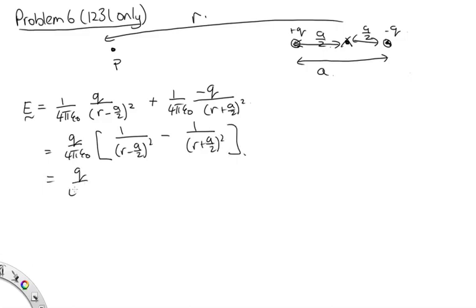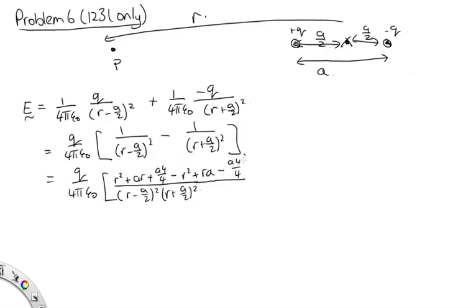Okay, so this is q over 4 pi epsilon naught. Let's give it a common denominator, r minus a over 2 squared, r plus a over 2 squared. Okay, so this term goes up here, so let's expand these brackets when we move it up. We've got r squared plus 2 times r times a over 2, so that's ar, plus a to the 4 over 4, and then we have to minus this thing, so that's r squared, minus minus, so that's plus ra, minus a to the 4 on 4.